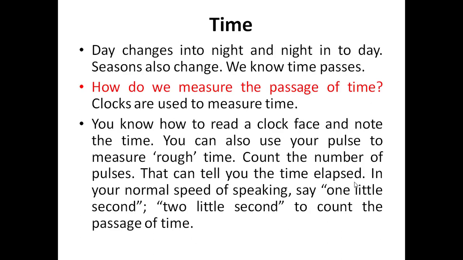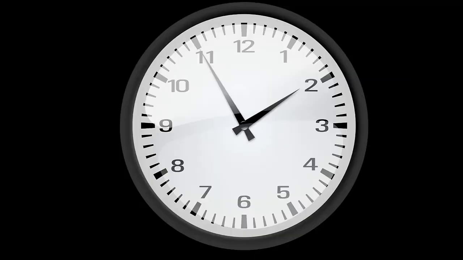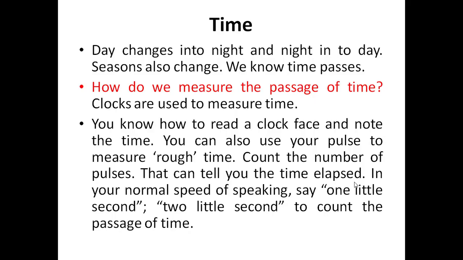Day changes into night and night into day. Seasons also change. We know time passes. How do we measure the passage of time? Clocks are used to measure time. You know how to read a clock face and note the time. You can also use your pulse to measure a rough time. Count the number of pulses that can tell you the time elapsed. At a normal speed of speaking, say 1 little second, 2 little second to count the passage of time.